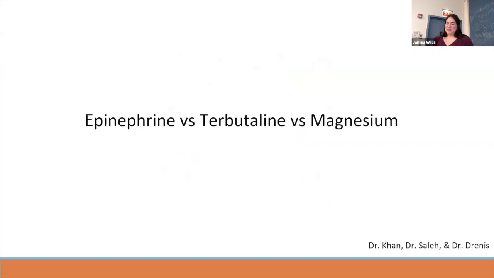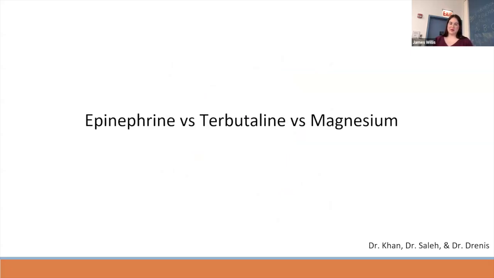So let's just say you're with Con during this resuscitation and she reaches for terbutaline instead. And you're kind of like, what are we doing? How do I do this? So I just want to talk a little bit about epi versus terbutaline versus mag. There really is not good evidence for epinephrine versus terbutaline even in adults and definitely not in pediatrics.